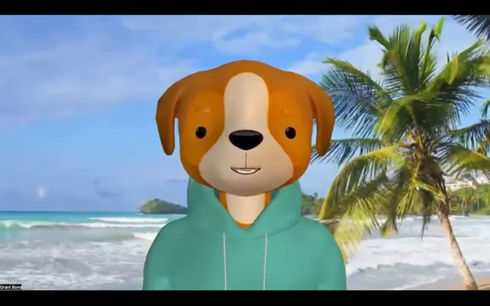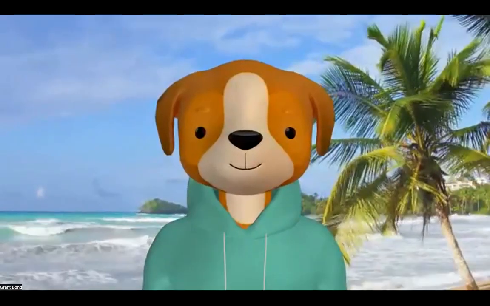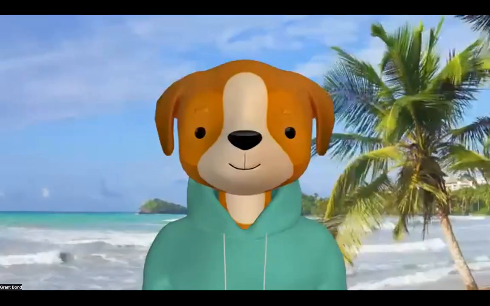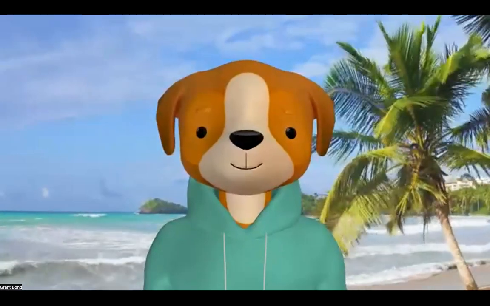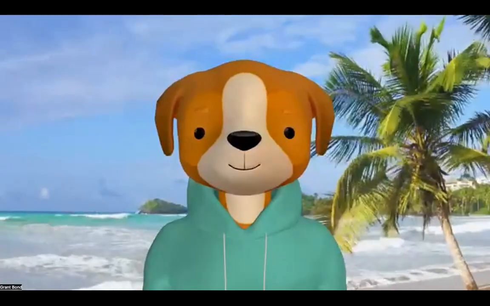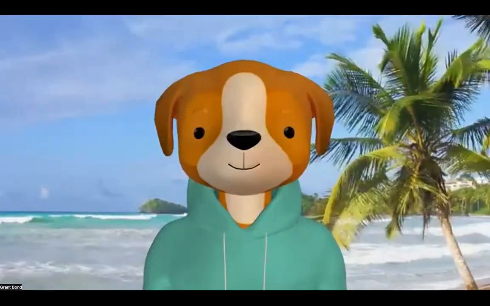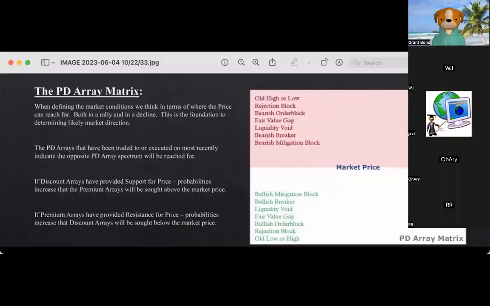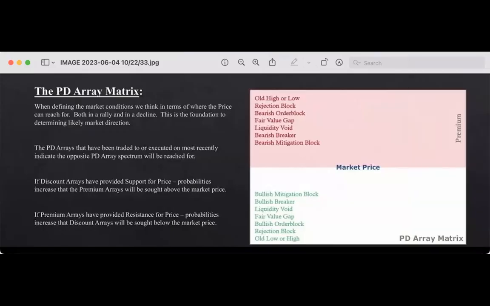So, like I said, the PD array matrix right here. So for those of you that don't know what it is, you guys can't see this? No? Okay, hold on. I'll get you. What about now? Okay. Yeah, I'm still dealing with this Zoom. It's weird. I should have listened to Romeo and done maybe the Telegram.